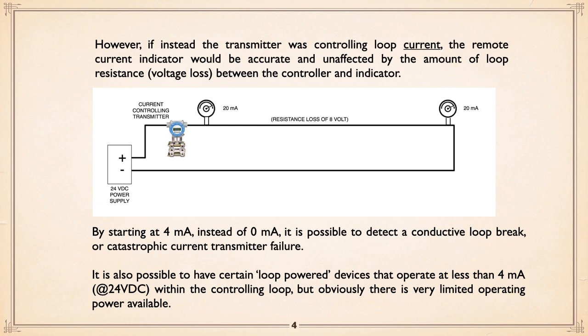Now, why start at 4 instead of 0? That's because if there's a break in the line, or the current transmitter has failed, you can fire it as an alarm. Now, because there's a minimum of 4 milliamp flowing at 24 volt being the common voltage signal, there actually is a little bit of power in that line all the time. And if you've got a device that can operate at less than 4 milliamp at 24 volt DC, then it can be what they call loop powered. I'm not a big fan of loop powered devices. Avoid them if you can. Have them externally powered, not powered by the loop.